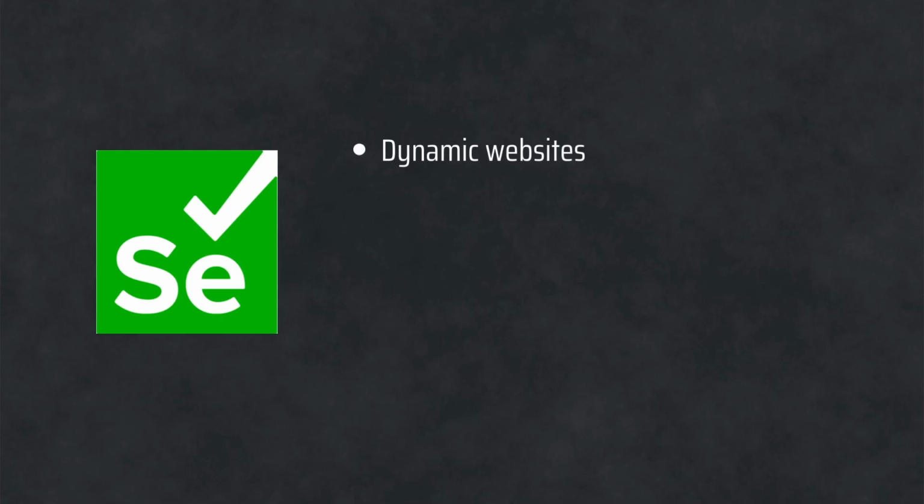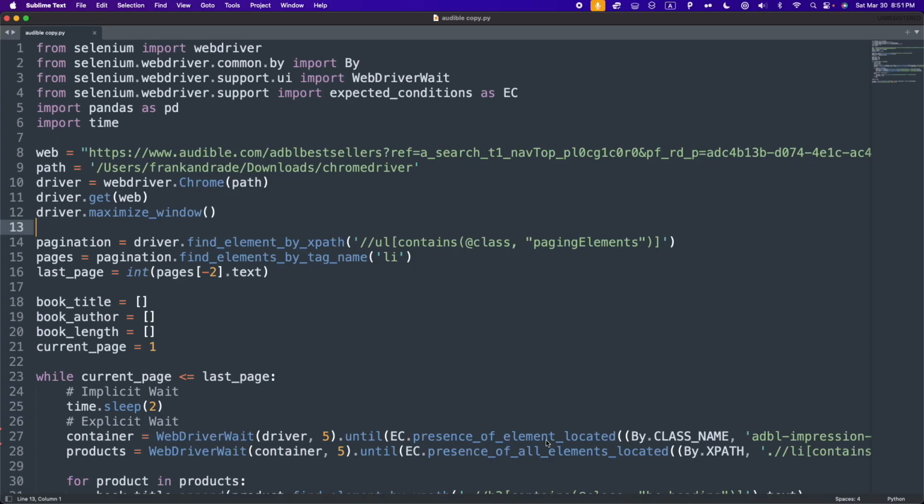Now let's see a web scraper I created with Python and Selenium, and also do some tests. Alright, now we can see the Python script I created to scrape Audible, which is a website like Amazon, but only for audiobooks. And as we can see, the script might look long, but it is actually easy to understand.